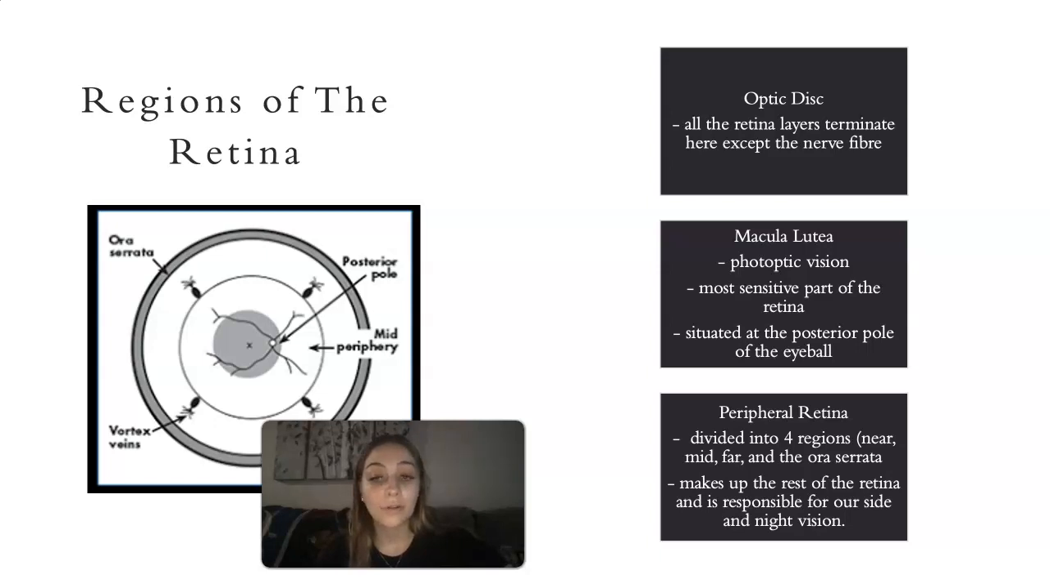The third one is the peripheral retina, which is divided into 4 regions: near, mid, far, and the ora serrata, which are also located on this image to the left, which helps you get a better visual of where they're located. This makes up the rest of the retina, and it is responsible for our side sight and night vision.